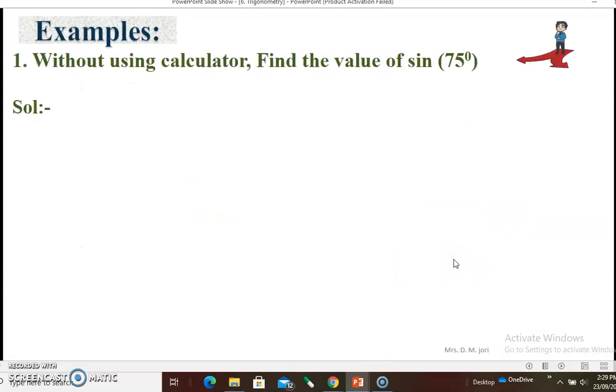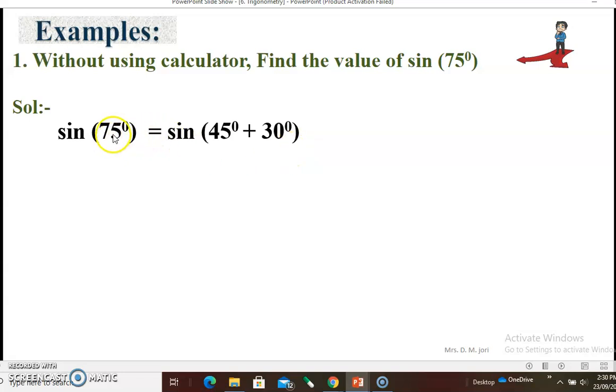You have to use them while solving the examples. So let's see the examples. Without using a calculator, the question is very simple. You have to find the value of sine 75. Don't take a calculator. You have to do the calculations by using the compound angle formula. So how can we rewrite that 75 angle? 75 we can split simply as 45 plus 30.